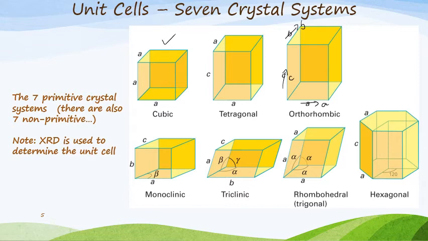So what you would see for monoclinic is the sides of the shape are all different, and one of the angles is set to 90 degrees. The other 2 angles are not 90 degrees. We get the triclinic shape, where all angles are different and all side lengths are different. We get rhombohedral or trigonal and hexagonal, where the conditions are given as such.